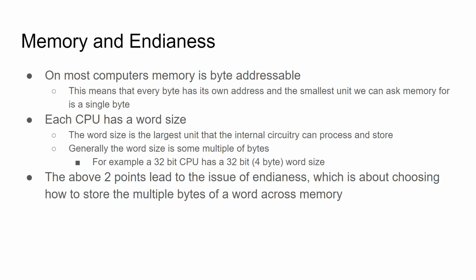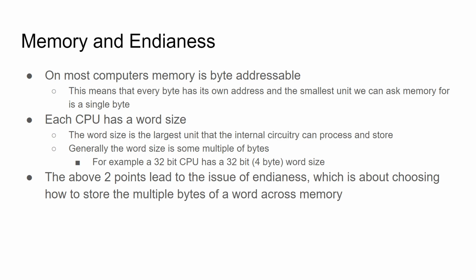So let's move on to memory a little bit. On most computers, memory is byte addressable. That simply means every byte in memory has an address. This means that when you ask memory for some unit, you get back bytes. I want byte 3, I want byte 5, I want byte 1379 in memory. You ask for bytes. Each CPU, though, has a word size.